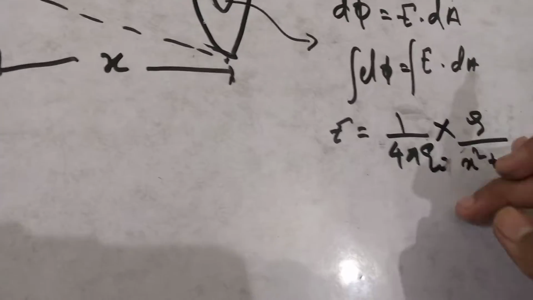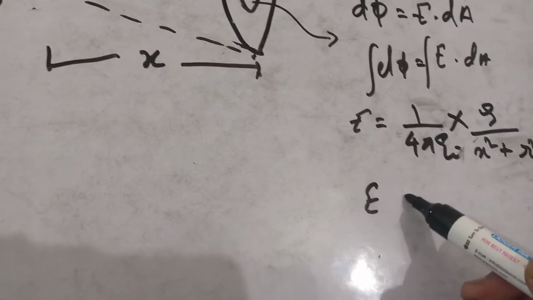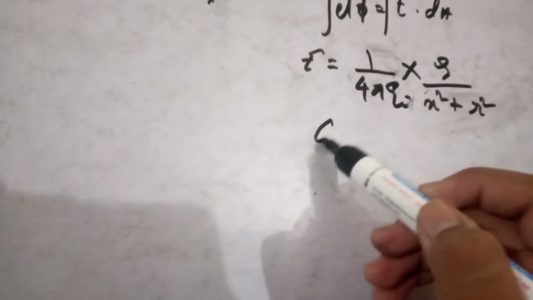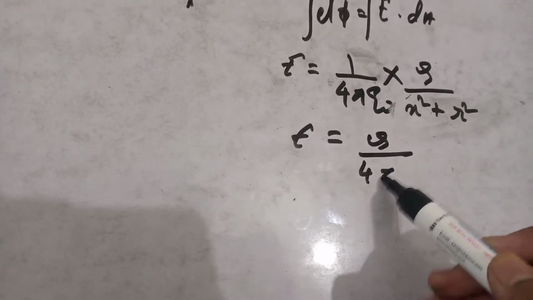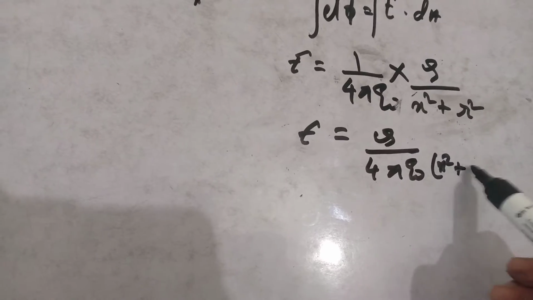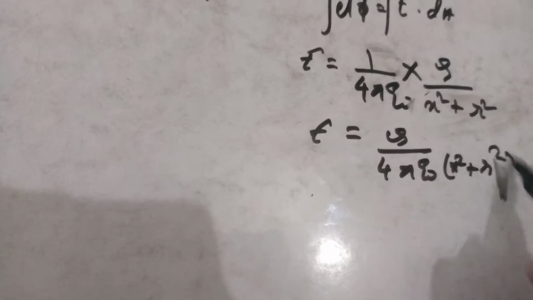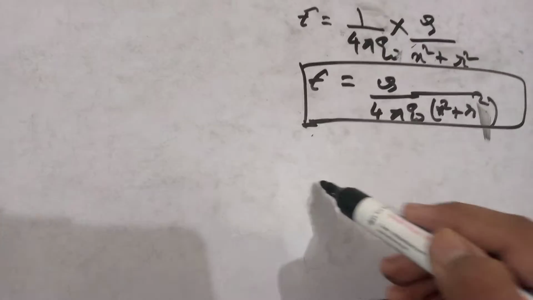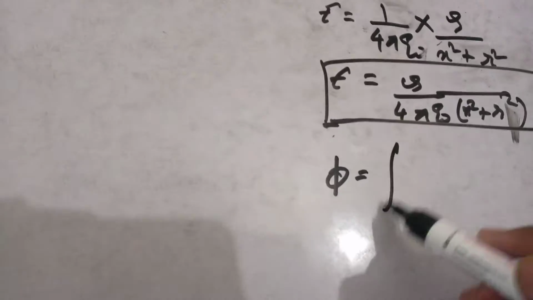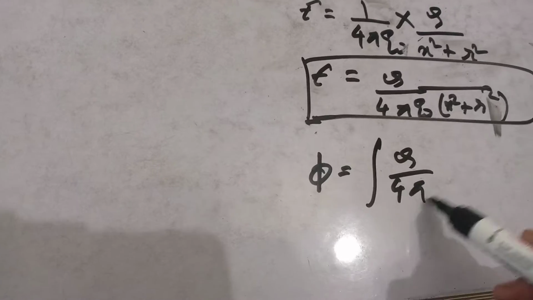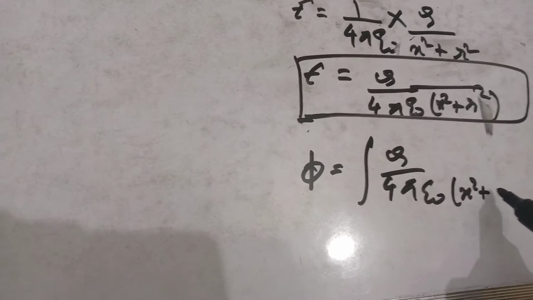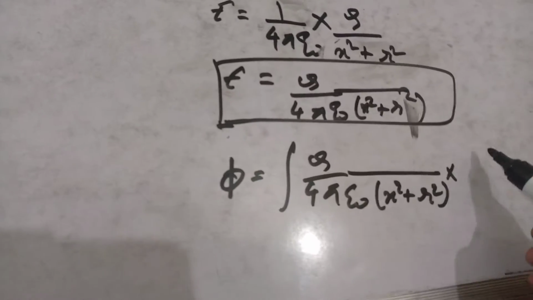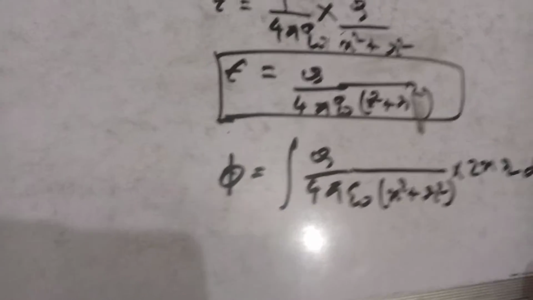Okay friends, so now the electric field will be equal to, so this is our electric field. We can write it as q upon 4 pi epsilon naught into x square plus r square. So here is our electric field. Now we can write that phi is equal to the integral of q upon 4 pi epsilon naught into x square plus r square, into dA, where the area dA is equal to 2 pi r dr.